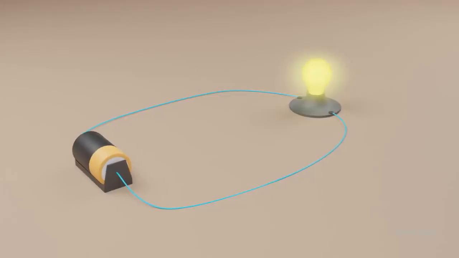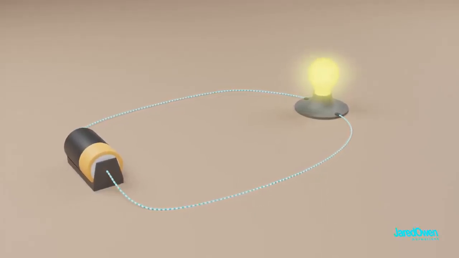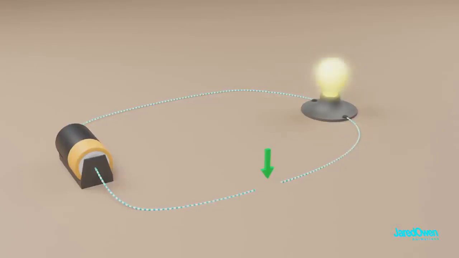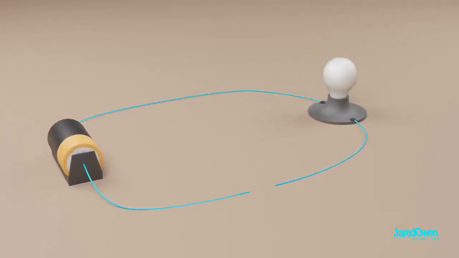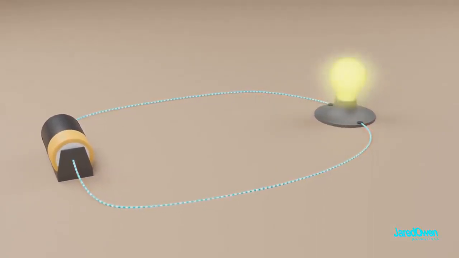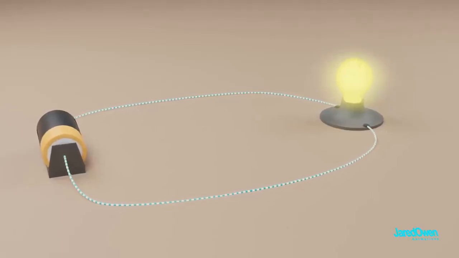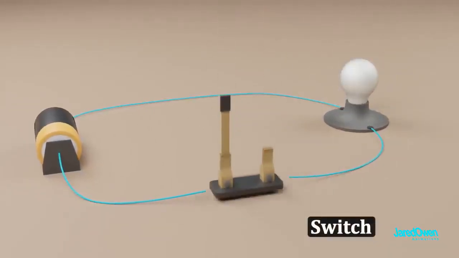as a light bulb. Electricity flows through the circuit, but as soon as there is a break in the wire, the electricity stops flowing and the light bulb goes off. The path must be complete for the circuit to work. This is best done through the use of a switch.